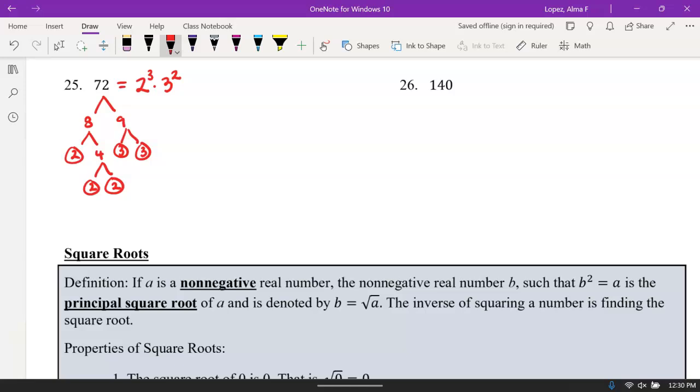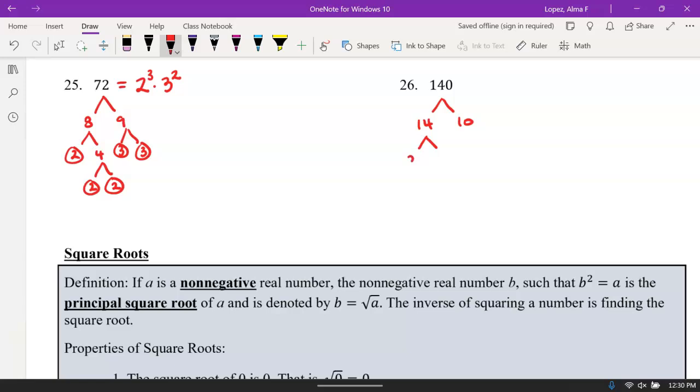For the 140, that's 14 times 10. Remember when we were multiplying numbers by 10 and 100 and 1000? I can tell that this one is going to be 14 times 10. So I'm going to start there. But again, you can use any factors you want to, and we'll all end up with the same prime factorization.